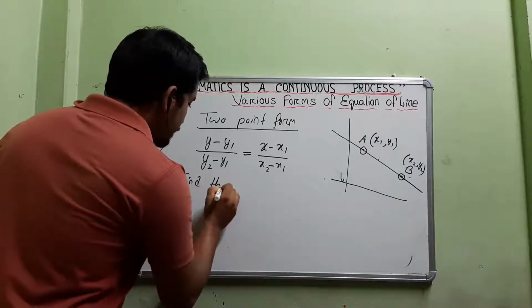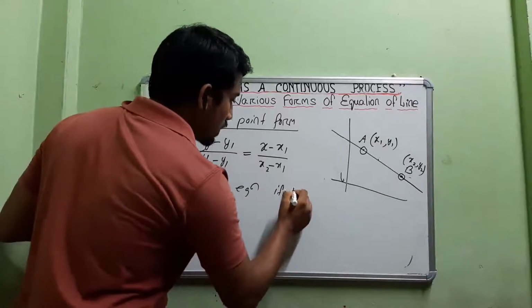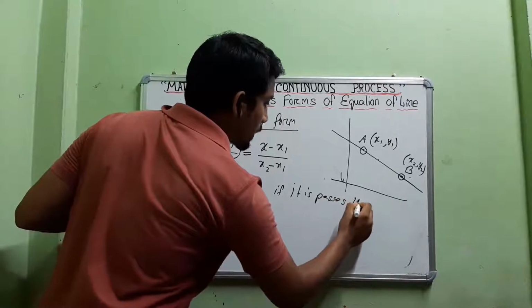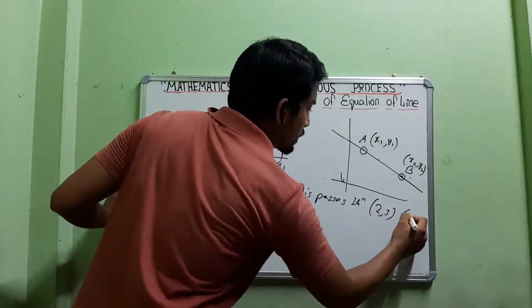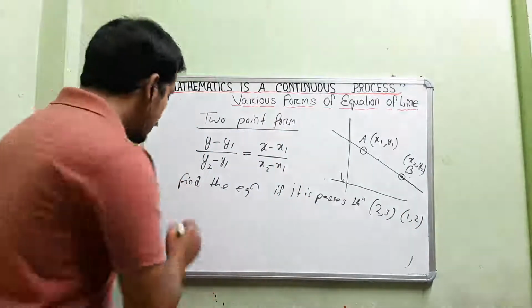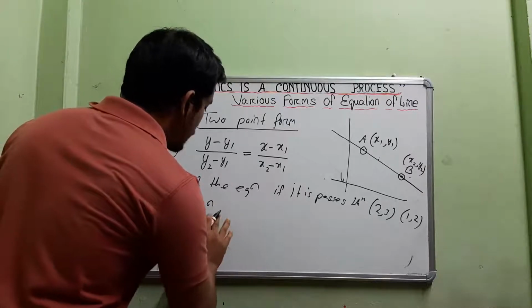Find the equation of the line, if it passes through any two points. Suppose I am taking (2, 3) and another one, (1, 2). Then what would be the equation of the straight line?